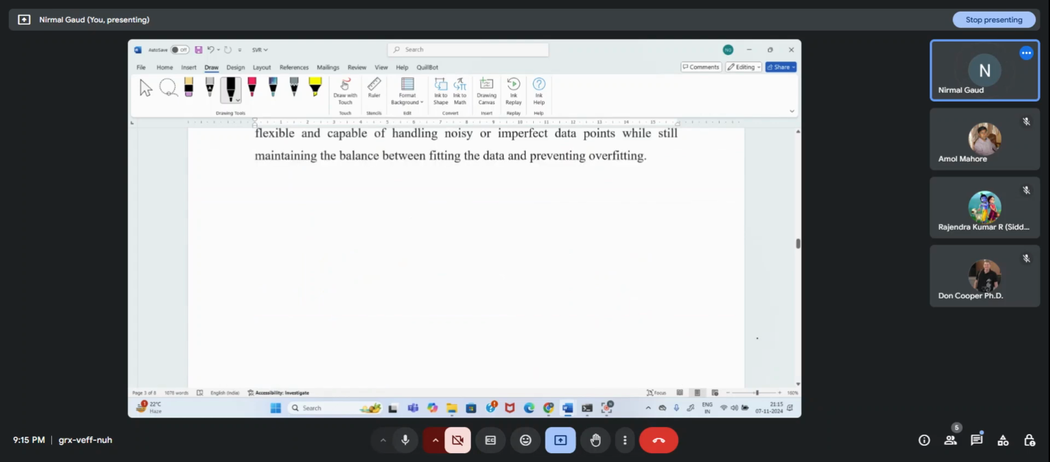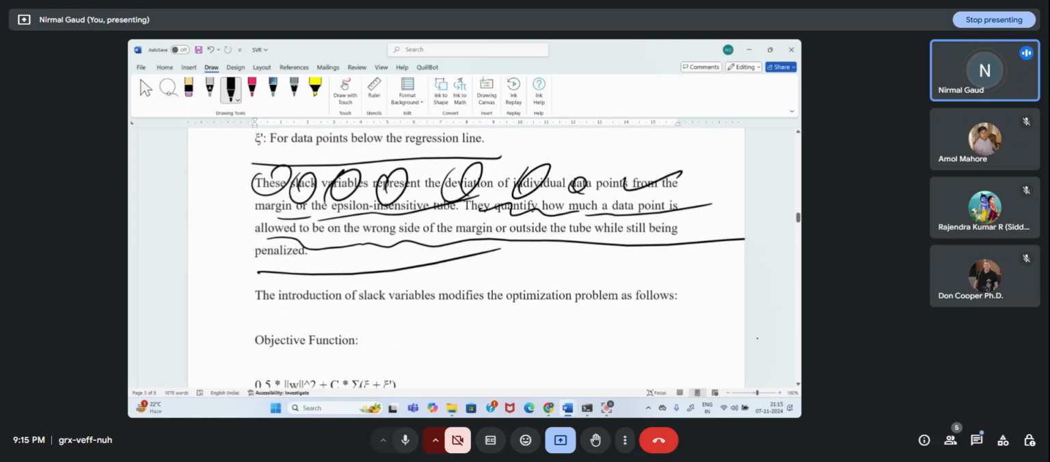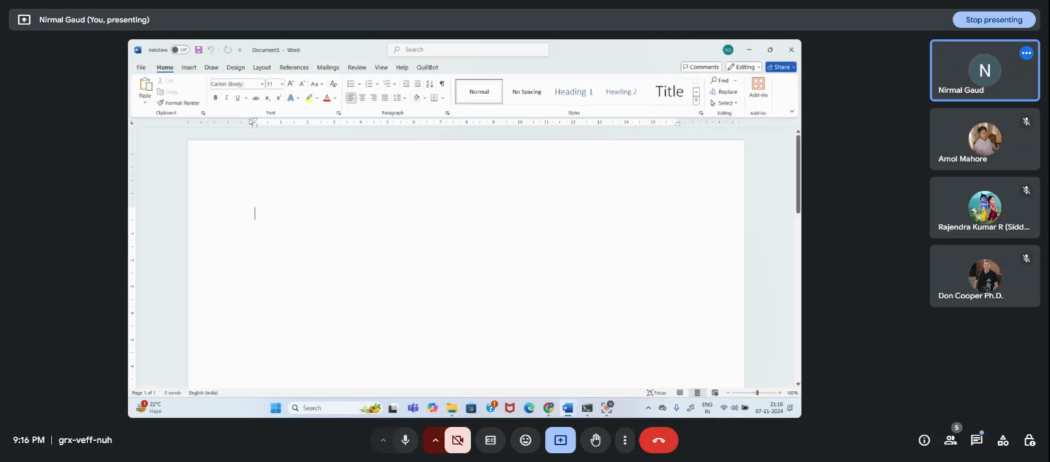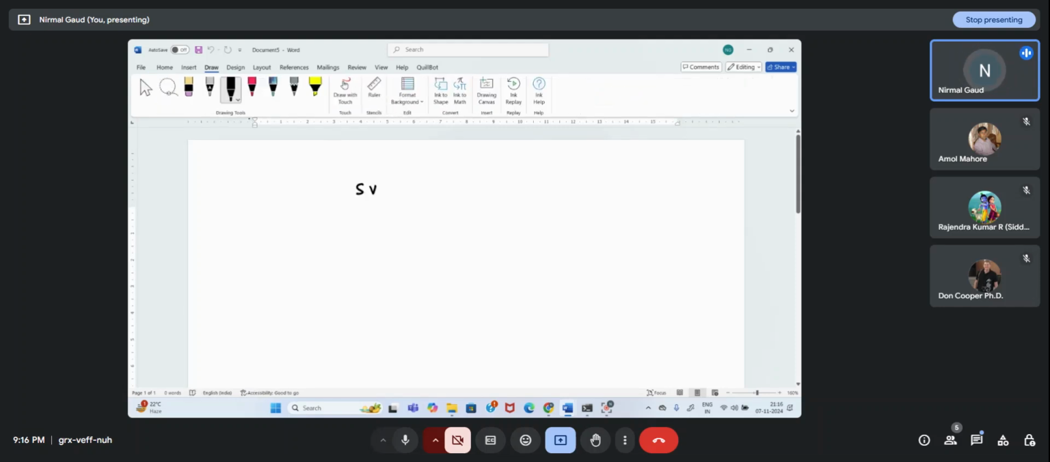Okay, let us understand the line again, what they are saying. The slack variables represent the deviation of individual data points from the margin, how far away these points are from the margin. From the margin means the epsilon sensitive tube. See, very smart they are, in support vector classification, support vector regression, overall support vector machine.